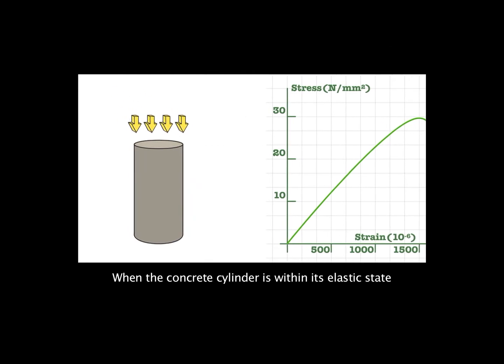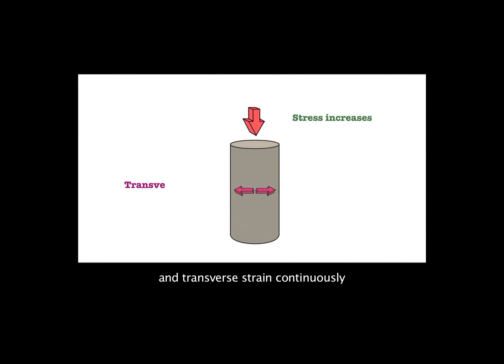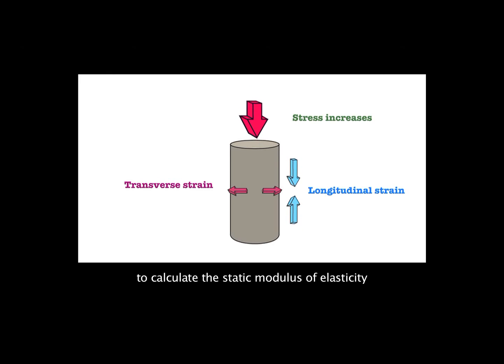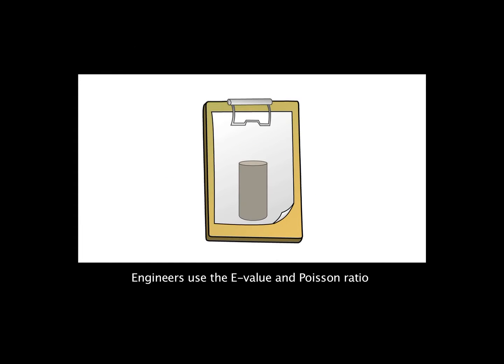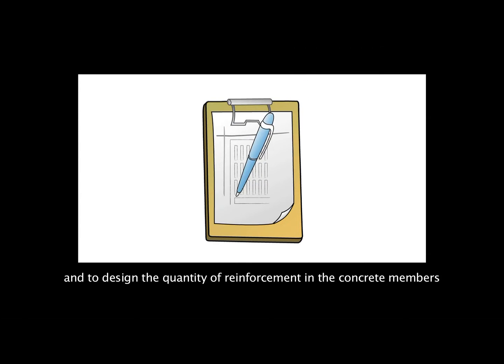When the concrete cylinder is within its elastic state, we measure the longitudinal stress, longitudinal strain, and transverse strain continuously to calculate the static modulus of elasticity, or the E-value, and Poisson's ratio. Engineers use the E-value and Poisson ratio within the elastic stage to design the sizes of structural concrete members and to design the quantity of reinforcement in the concrete members.